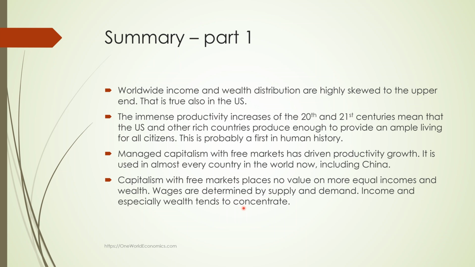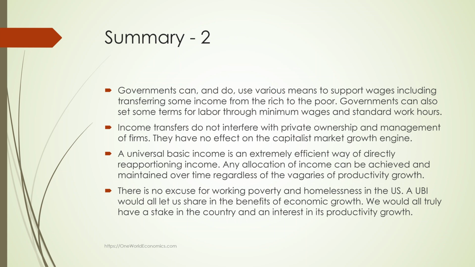Wages are determined by supply and demand. Income, and especially wealth, tends to concentrate naturally. Governments can and do use various means to support wages, including transferring some income from the rich to the poor. Governments can also set some terms for labor through minimum wages and standard work hours. Income transfers do not interfere with private ownership and management of firms. They have no effect on the capitalist market growth engine, except, of course, more evenly distributed income tends to increase demand, and so it tends to grow the economy.